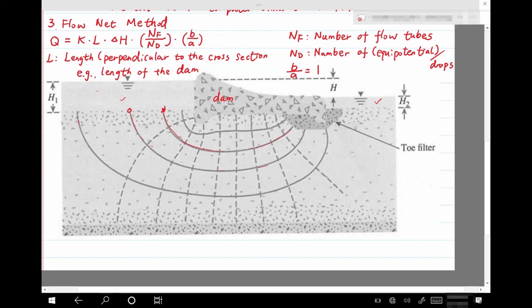Before we move into the introduction to the flow nets, I want to play a video first. In that video, you will see what flow lines look like. And you can get a better understanding of flow net after that.